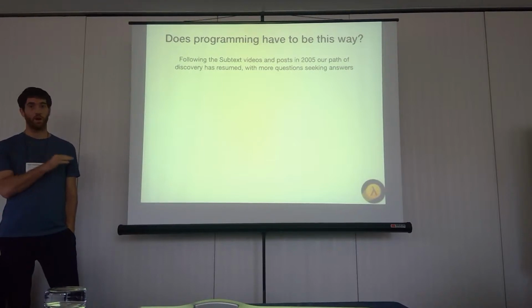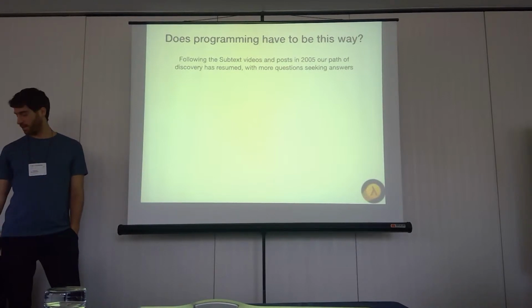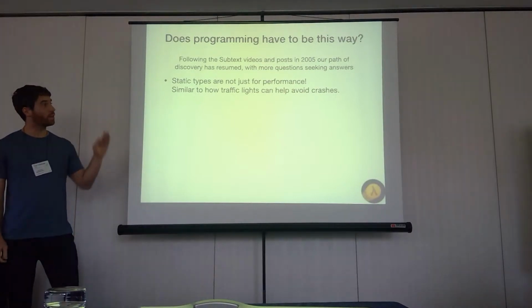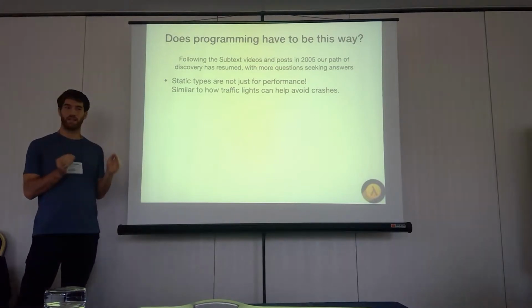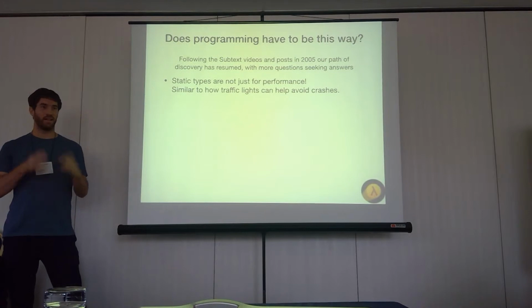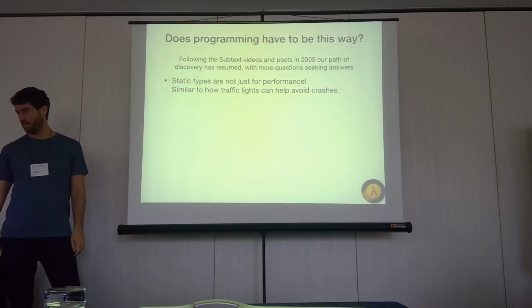And that kind of showed us the limits of using dynamic typing. And also following Subtext demos, we found that Haskell had a similar I/O model to the early Subtext videos. And Haskell has static typing and type inference. And we learned that static types are useful not just for performance. Like a traffic light, it could be a bit annoying to wait at it for a long time, but it can save us from crashes. And it can guide us to the right path more easily than having to remember everything by heart.